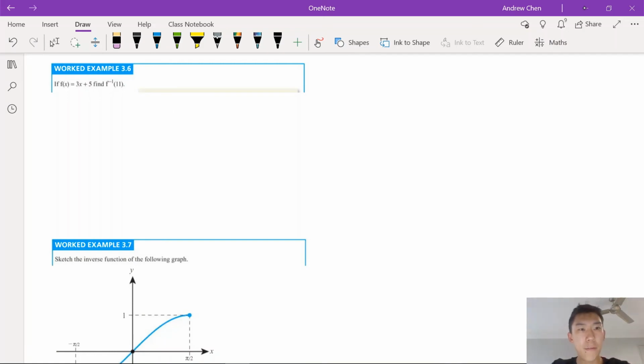3.6. If f of x equals 3x plus 5, find f to the negative 1 of 11. Okay, so what this is saying is it wants you to backtrack, essentially. I'll show you 2 ways. You choose whichever way works for you.